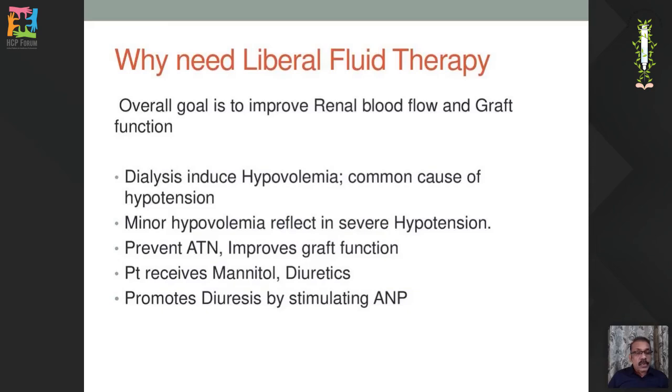Acute tubular necrosis has hypovolemia as one of its reasons, and they also get diuretic therapy like mannitol or furosemide. So all the reasons are there to give liberal fluid therapy so that they will have good diuresis. Now one might say, why not restrictive, because if there is more fluid there will be edema or pulmonary edema.